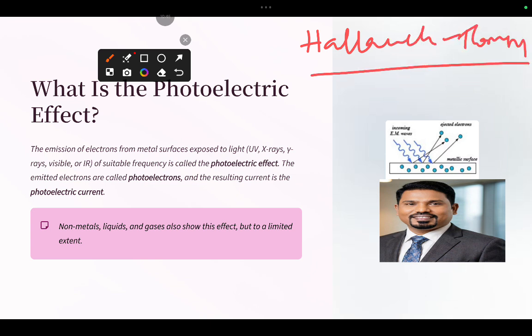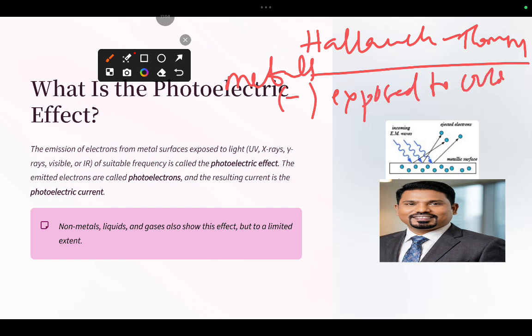Hallwachs and Thomson. Hallwachs shows that metals lose negative charge when exposed to UV light. So that's about the Hallwachs experiment. The Hallwachs experiment shows that metals lose negative charge.